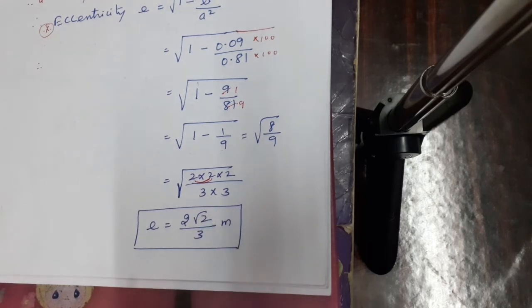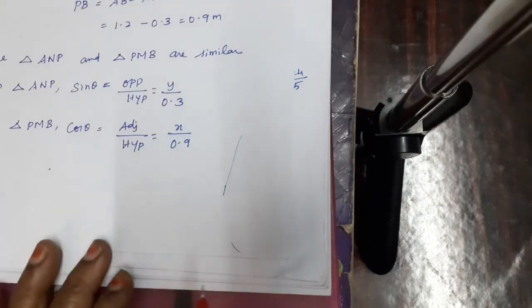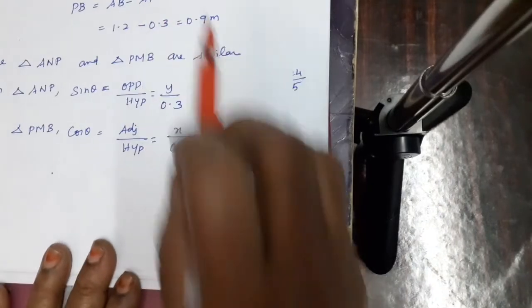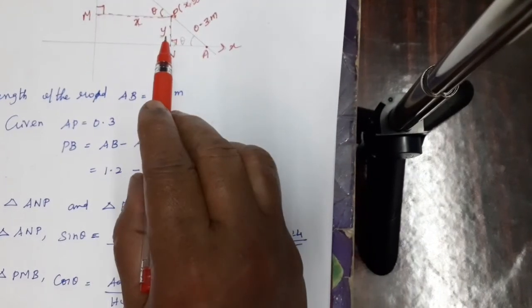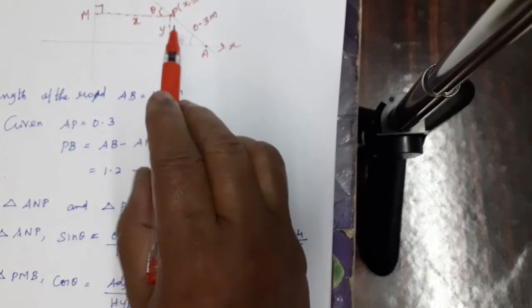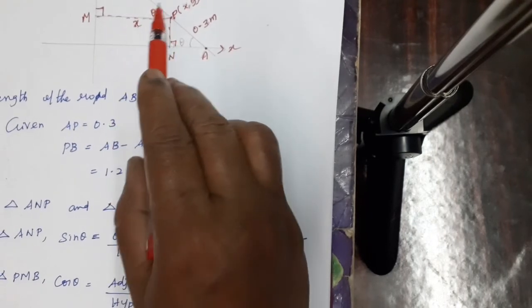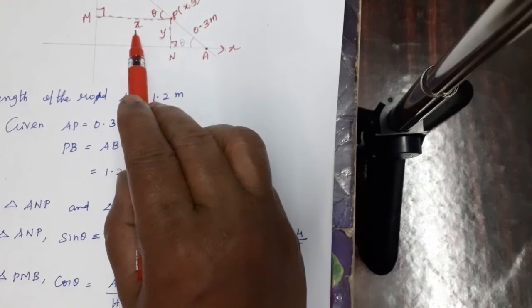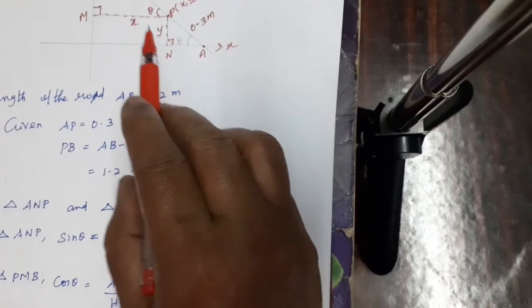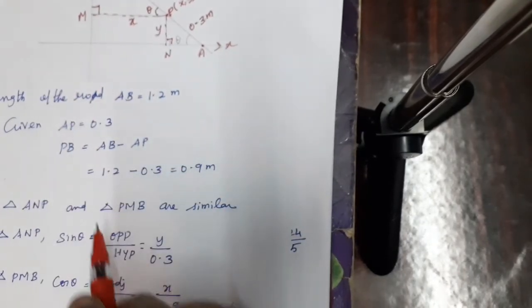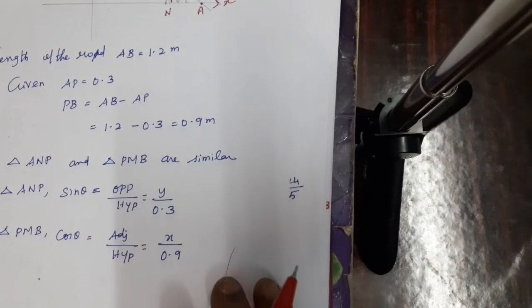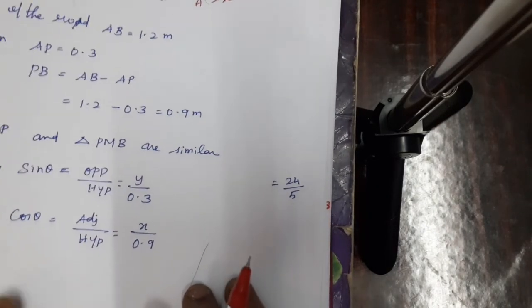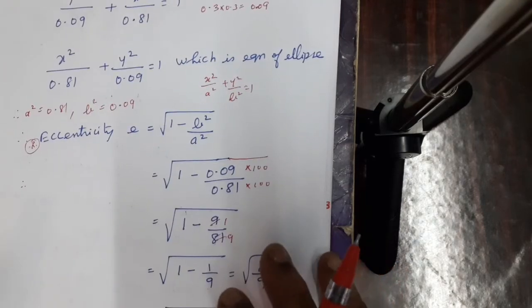Then, using sin theta, find the x and y values. What do we use? Opposite side by hypotenuse is sin theta, so for finding the y value use sin theta. Adjacent side by hypotenuse is cos theta, so you find the x value using cos theta. After finding the x and y values, remember the trigonometric identity: sin square theta plus cos square theta equals 1.